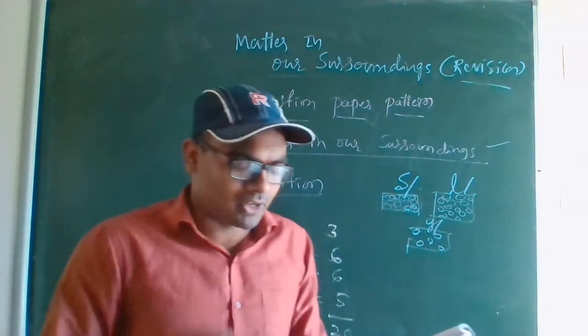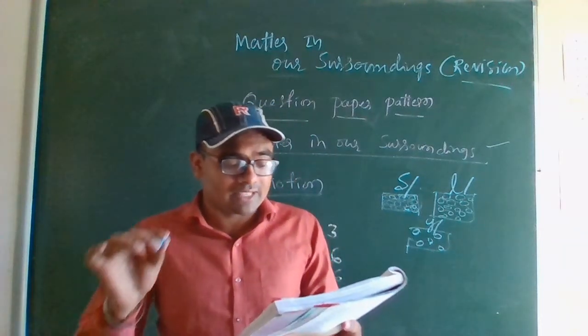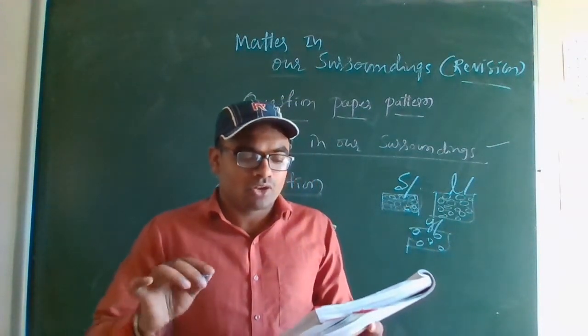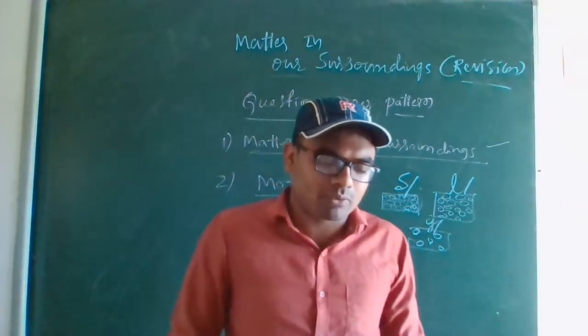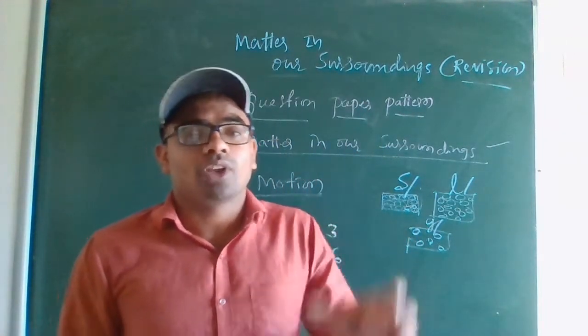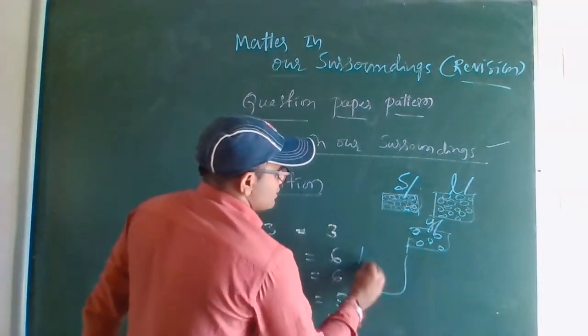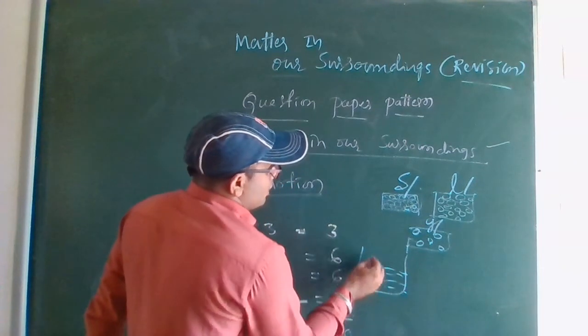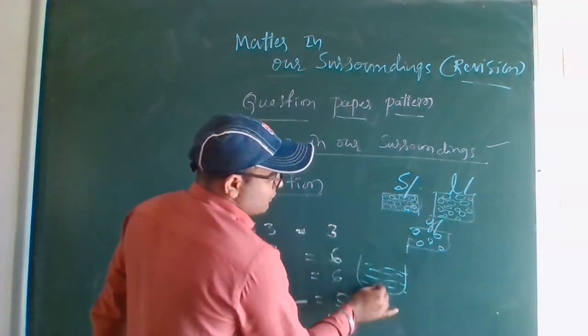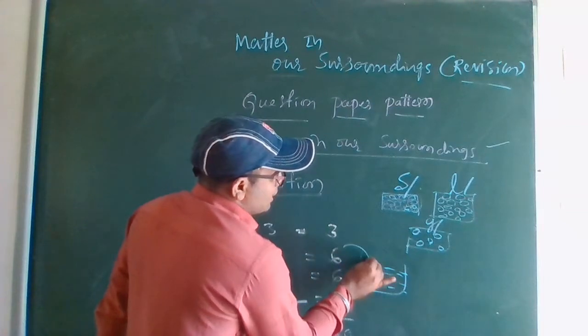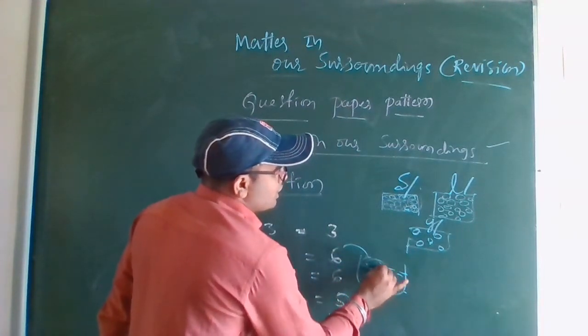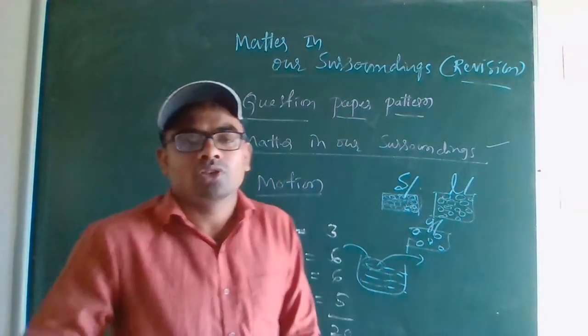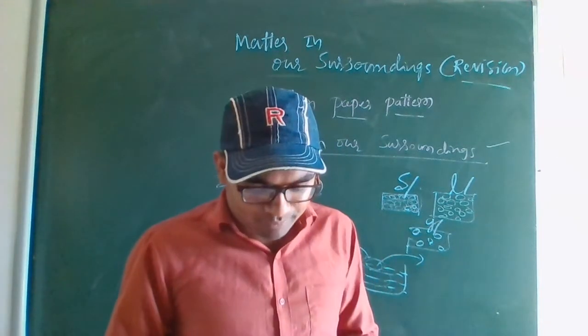Evaporation is a surface phenomenon. Particles from the surface gain energy to overcome the force of attraction present in the liquid and change into the vapor state. So, the ones on the surface overcome the force of attraction, take energy from the surroundings, and go back into the surroundings. So this is called evaporation.